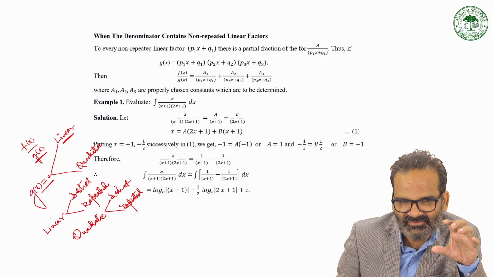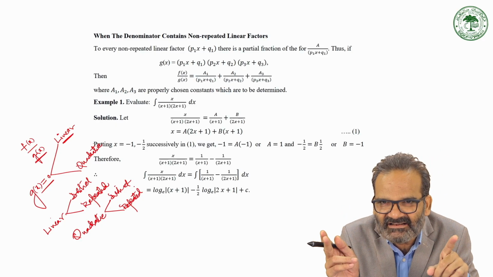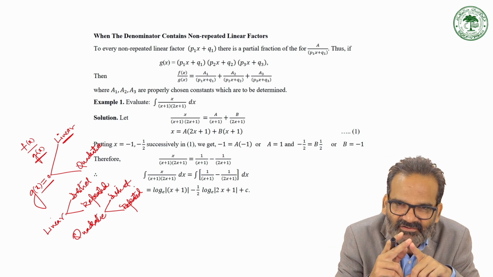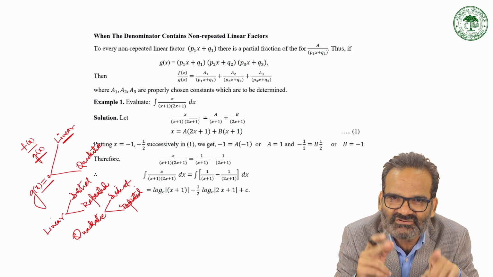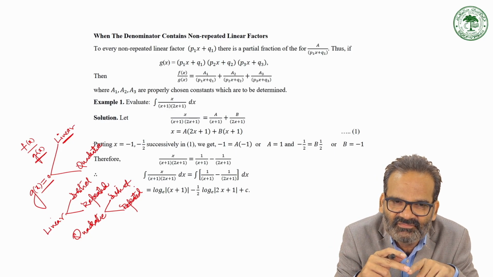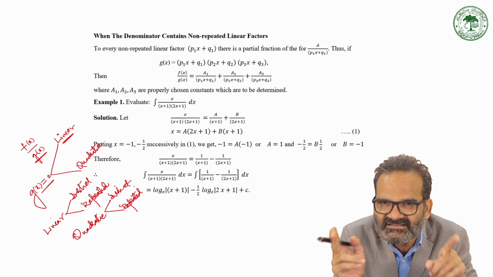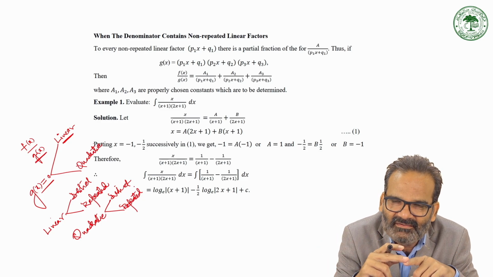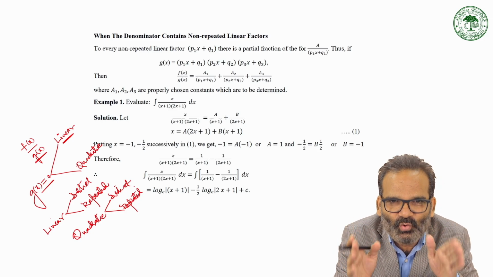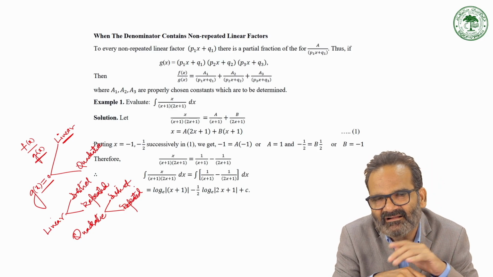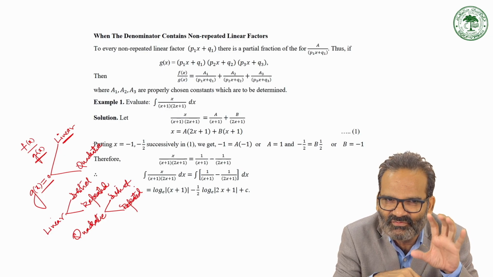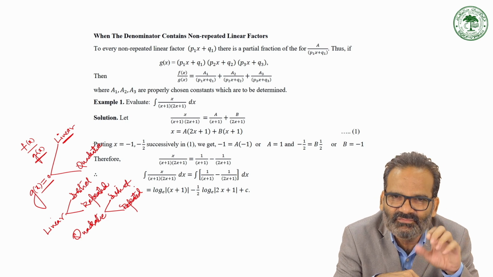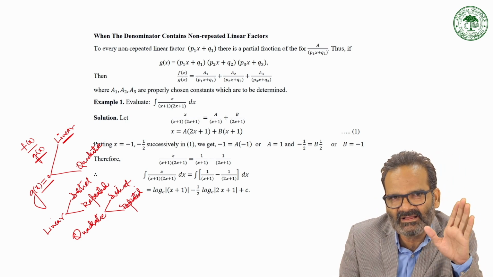The factors of the denominator may be linear and distinct, case 1. The factors of the denominator may be linear and repeated. Repeated means same, case 2. Case 3, the factors of the denominator are quadratic and distinct. And case 4, the factors of the denominator are quadratic and repeated. So the total number of possibilities in this method of partial fraction is 4, and I will try to solve questions of each. So these 4 possibilities will be discussed separately, right?